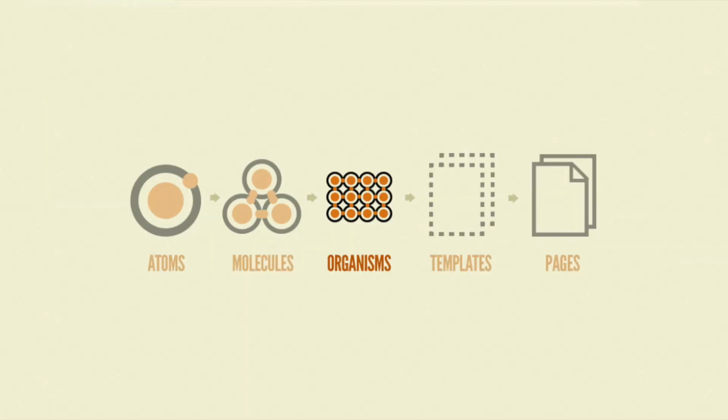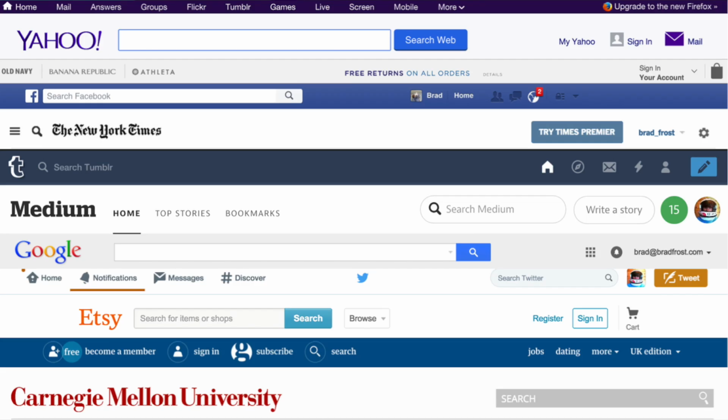So at the organism level, we're taking that search form molecule and putting it into the context of a bigger component, like a header organism. That header organism might be comprised of a logo atom, a primary navigation molecule, and a search form molecule. But all of these things operate together as a group, as a distinct section of a UI. And we see this on literally every website we go to, right? We see headers, we see footers, these relatively complex components that are all serving a purpose and operate as a unit together.